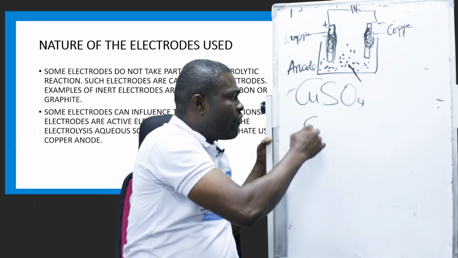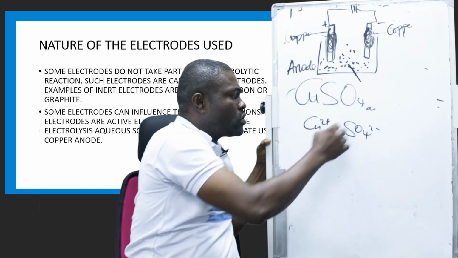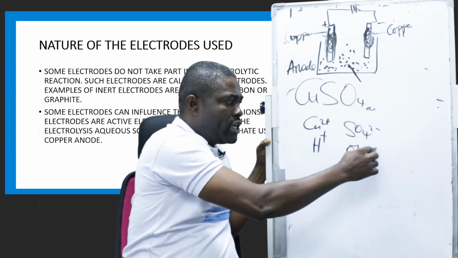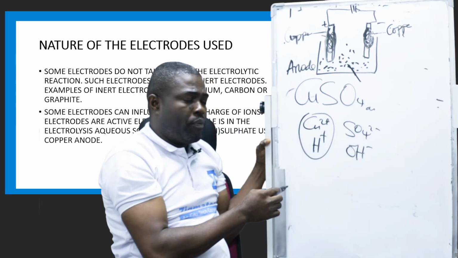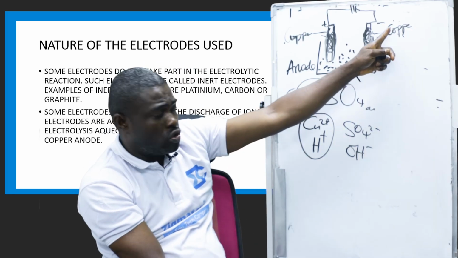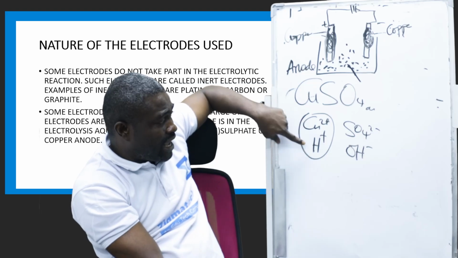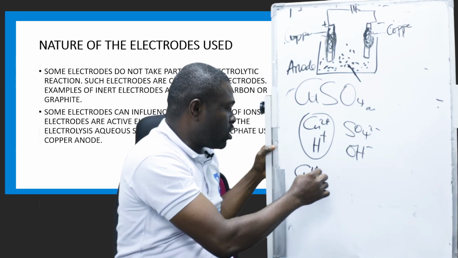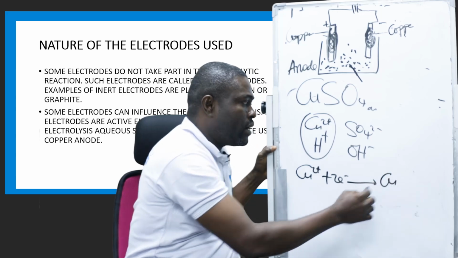Remember, here we have copper 2 plus and SO4 2 minus. Because it's aqueous, we have water which produces hydrogen plus and OH minus. Can you see that? These two are positive. Where will they go to? They will move to the negative electrode. Which one will be discharged? Copper, because copper is less reactive than hydrogen. So copper 2 will pick 2 electrons there to become neutral copper.